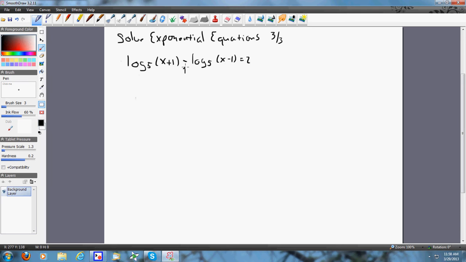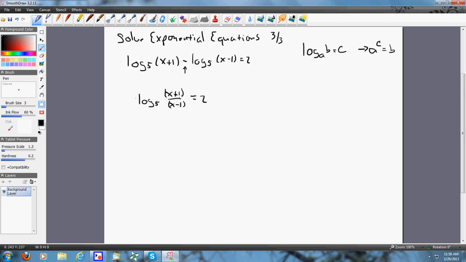Because this is separated by division, but they're the same base, I can say log base 5 of x plus 1 over x minus 1 equals 2. And this is actually where a lot of people get stuck. But if you recall, if you have log base a of b equals c, that becomes a to the power of c equals b.